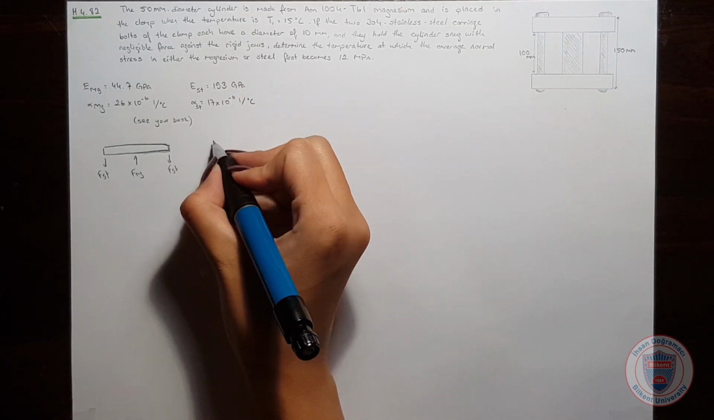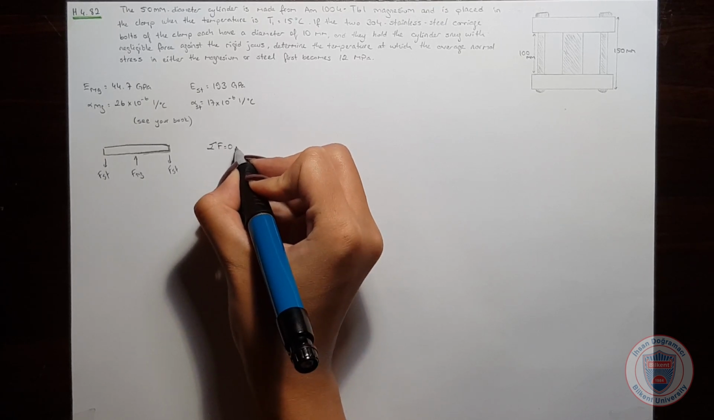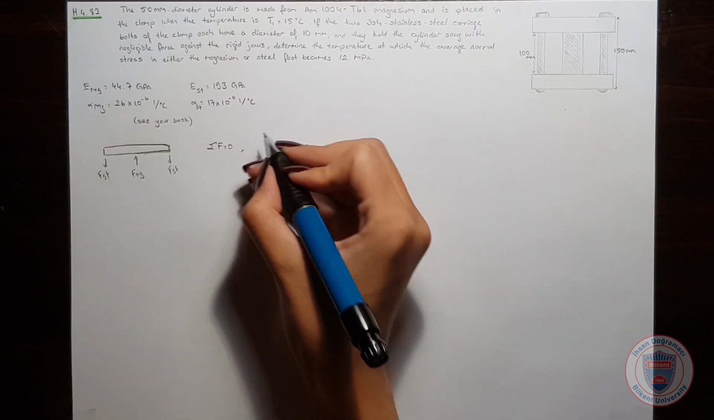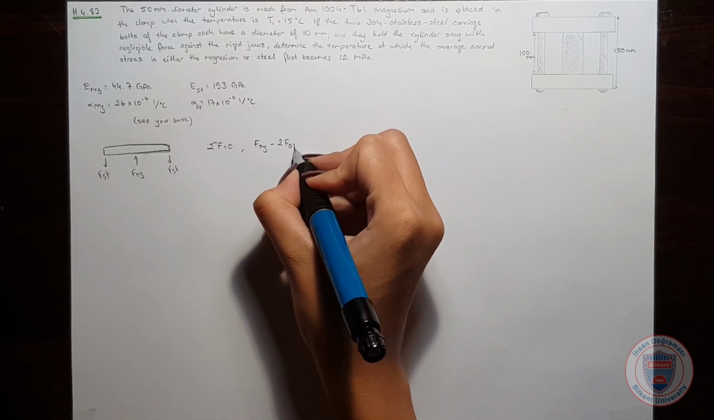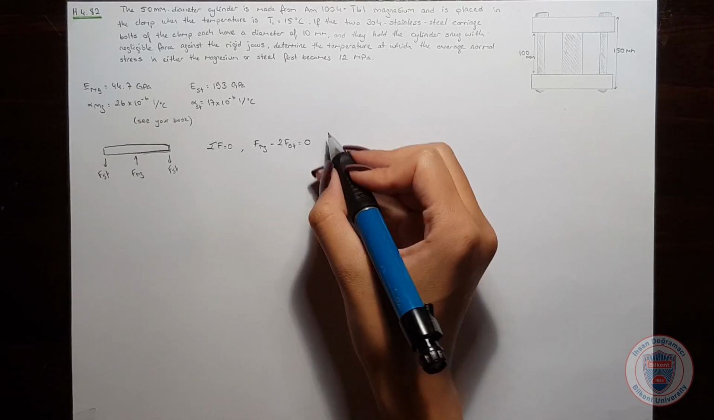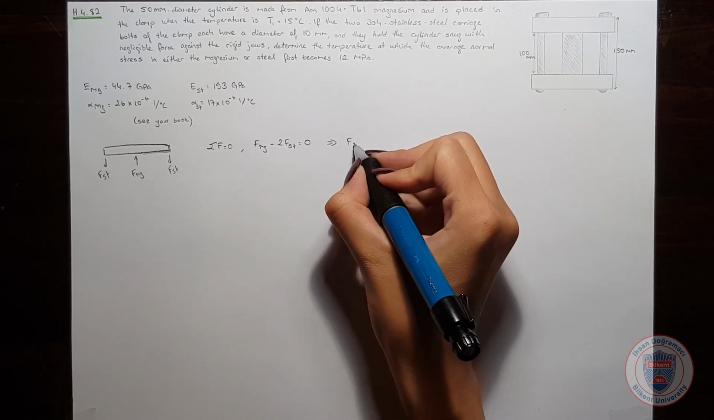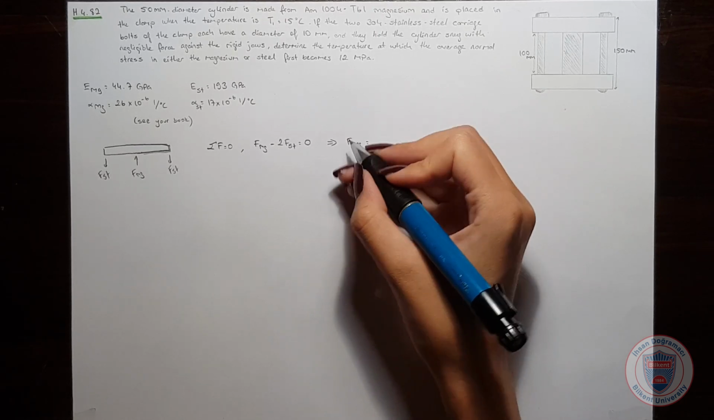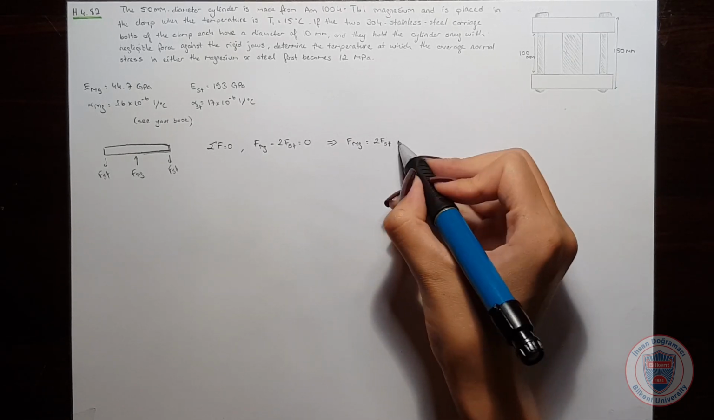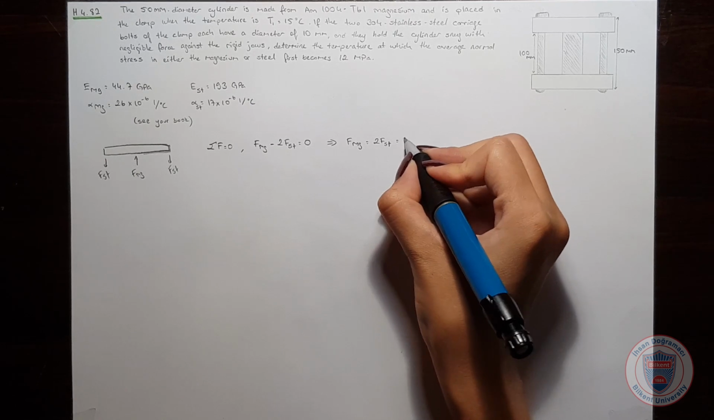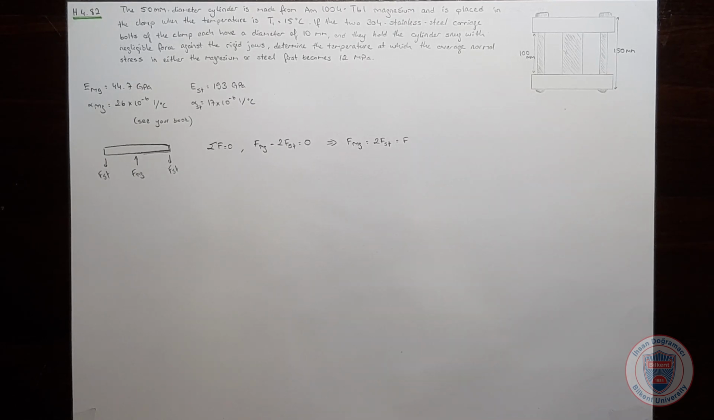So, our total force will be 0 and it will be equal to FMG minus 2FST is equal to 0. And this will give us FMG is equal to 2FST. And let's say this force is equal to F. Also, we know that total displacement of magnesium will be equal to the total displacement of steel.